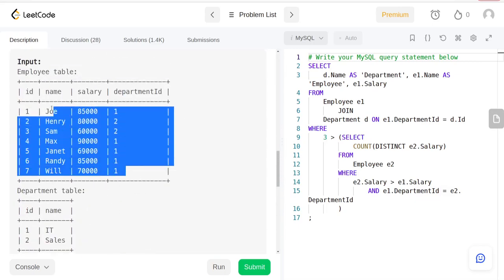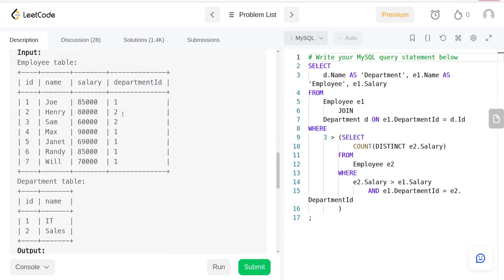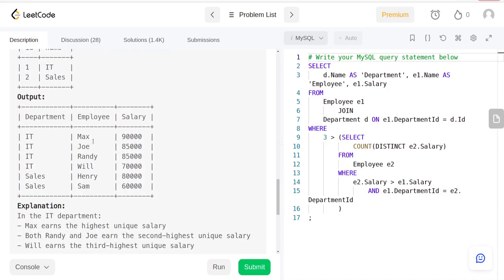So if this is the data set, there are only 2 people in department number 2, so they're definitely going to make it to the result. We have a total of 5 different people working in department 1. We're going to be returning 4 of them because this is the person who is getting the most salary. These 2 are getting the second salary and this one is getting the third salary.